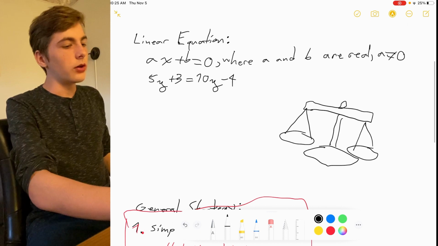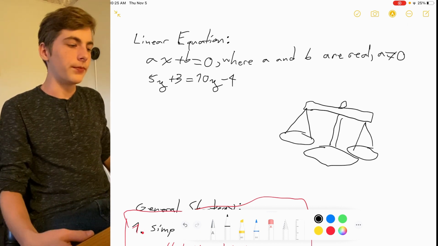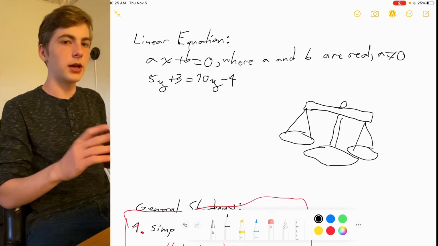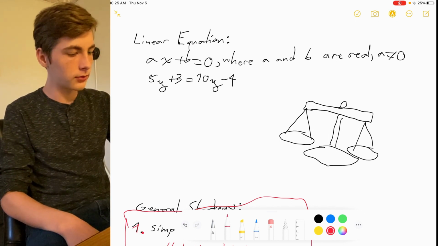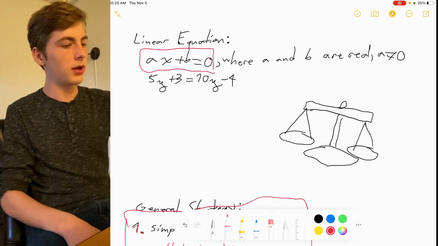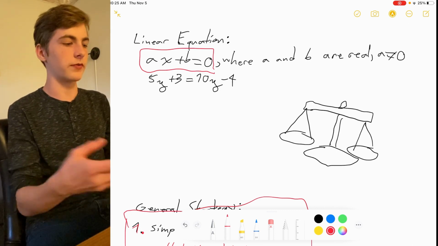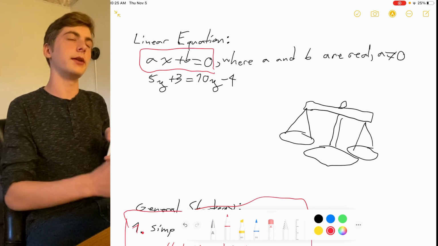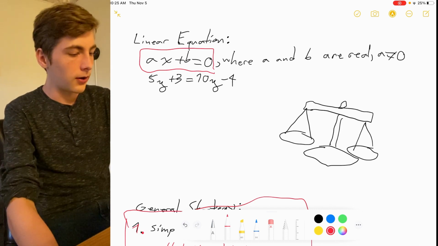The other thing we need to know is, what is a linear equation? A linear equation is any equation that can be written like this: ax plus b is equal to 0. A and b are just numbers, and x is just a variable. So it could be an x, a y, a z, a w, whatever letter you want to use.